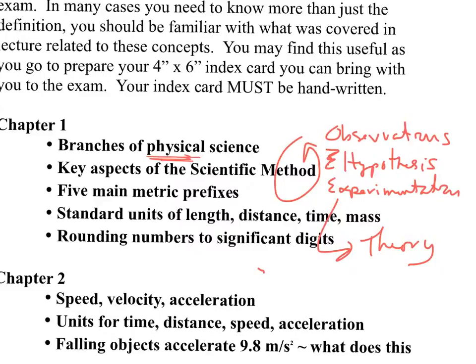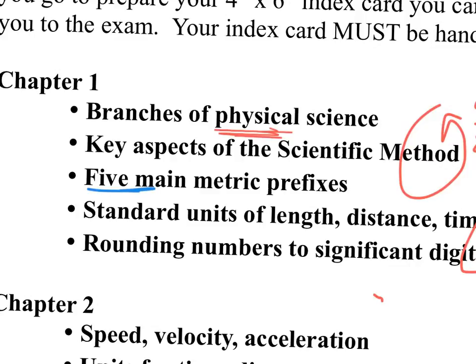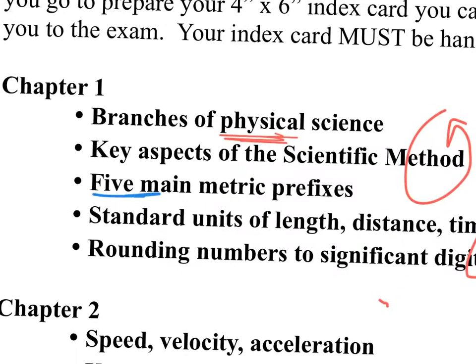And 5 main metric prefixes. Let's see if we can remember them. On the small side, we have centi. Even smaller than centi is milli. Even smaller than milli is micro. Seems like so long ago we talked about these. Centi is 1/100th, like cents, there's 100 cents in a dollar. A milli is 1/1000th. And a micro is 1/1,000,000th.